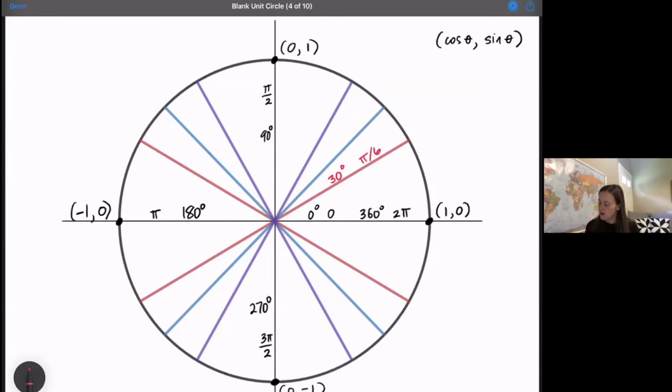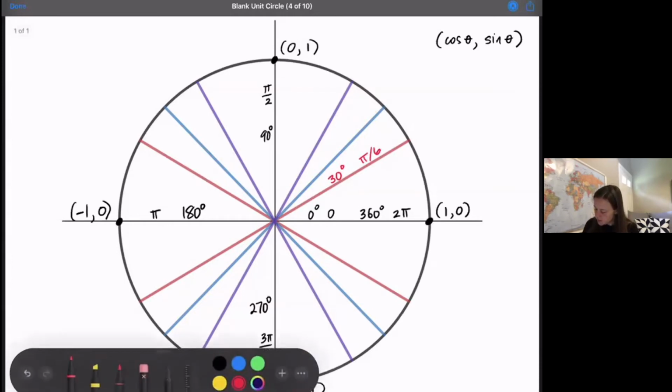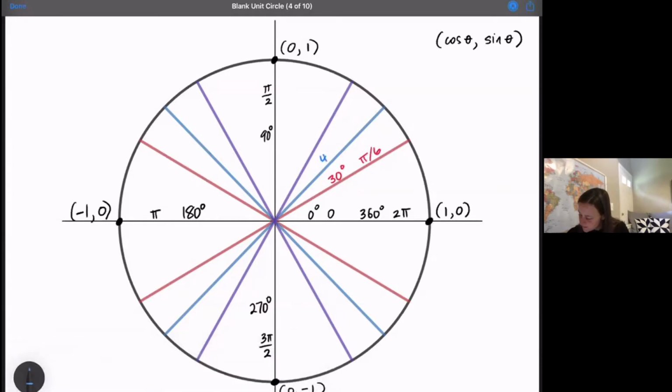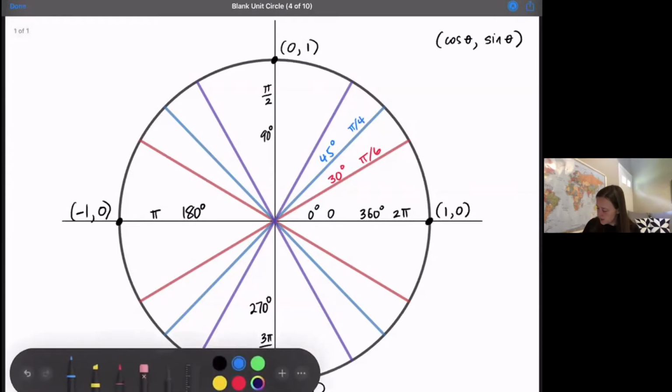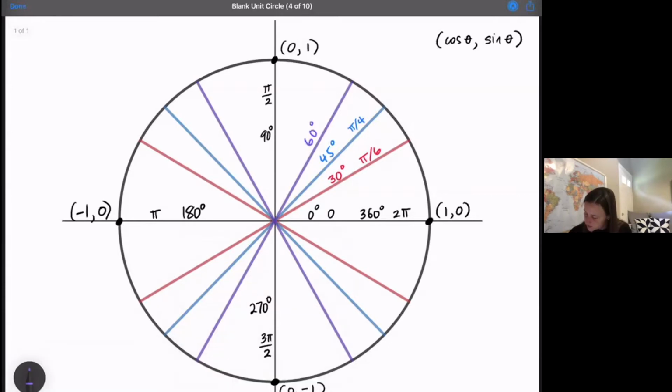The blue angle is 45 degrees. If you convert that to radians, you get pi over 4. And the purple angle is 60, which if you convert to radians is pi over 3. It's very helpful if you can memorize the radian conversion for 30, 45, and 60 degrees. I just always remembered that 30 and 60 kind of swap 3s and 6s for the denominators in radians, and 45 gets the 4 underneath the pi.